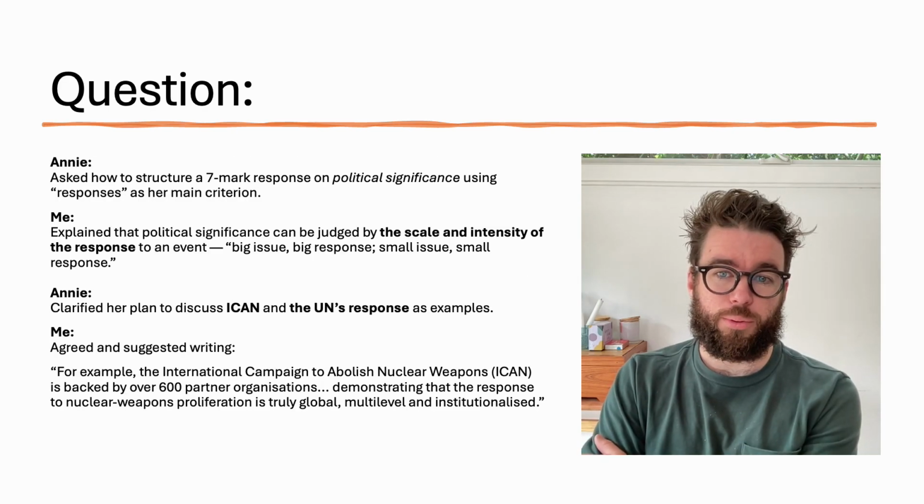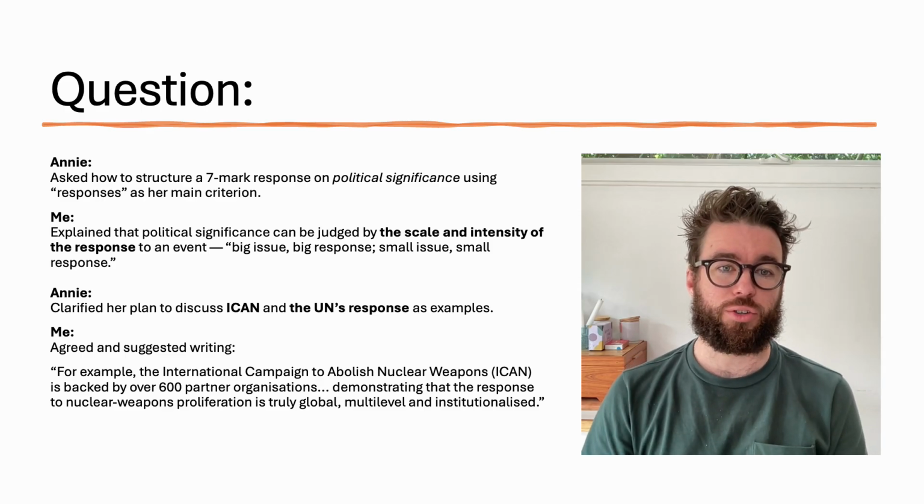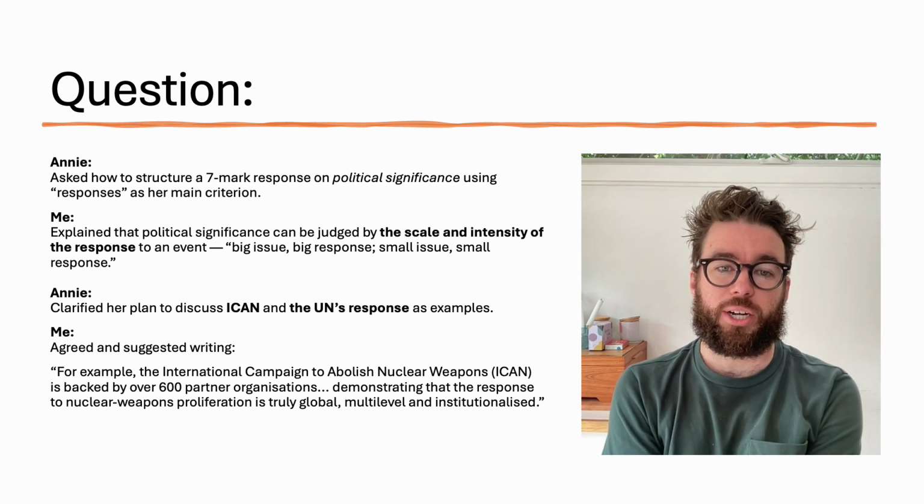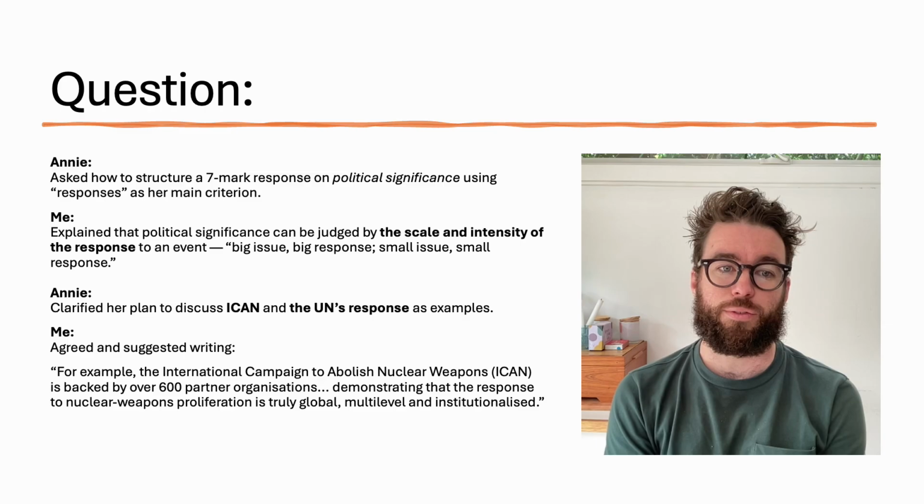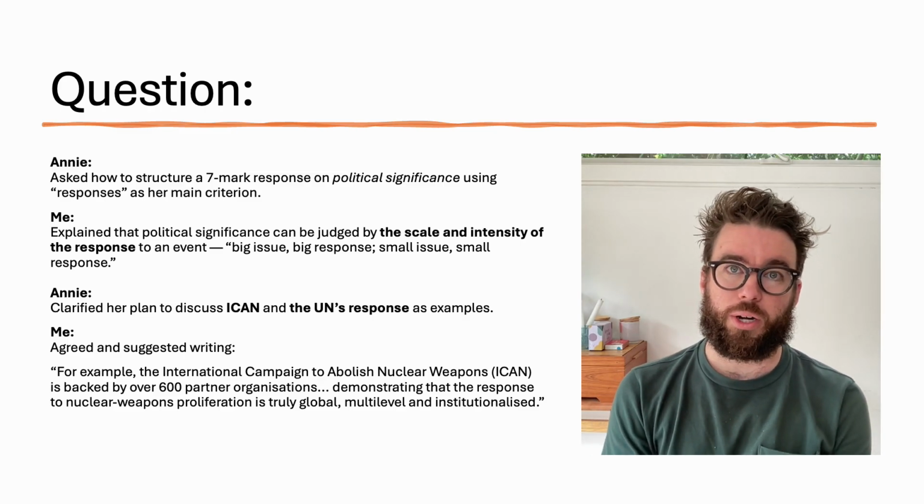Sorry, before we get into examples, let's have a look at a question that I got from Annie, which was magnificent. So Annie asked me how to structure a 7-marker using responses as a criterion. So how do we do that? I explained that political significance can be judged by the scale and the intensity of the response to an event. Big issue, big response, small issue, small response.